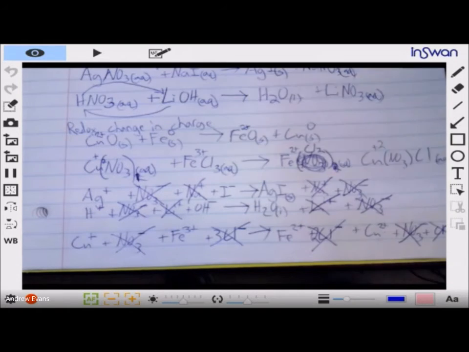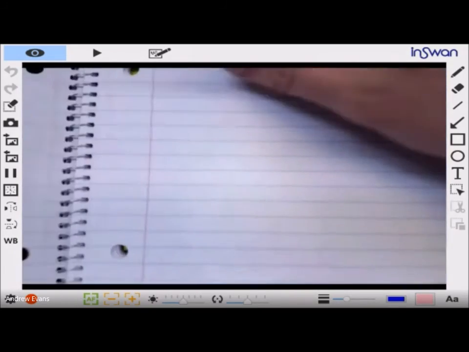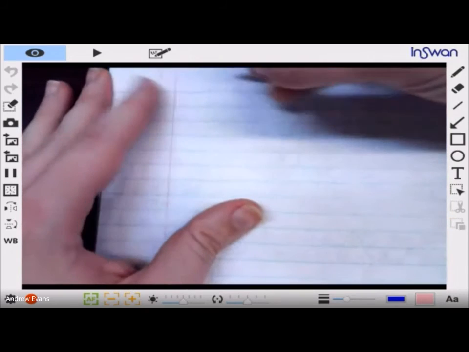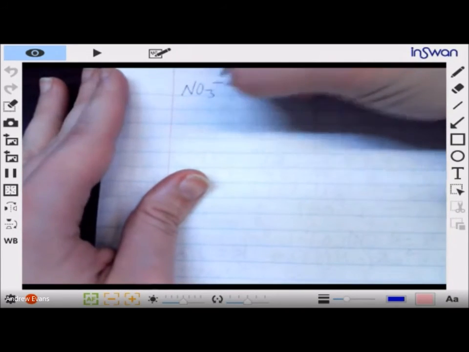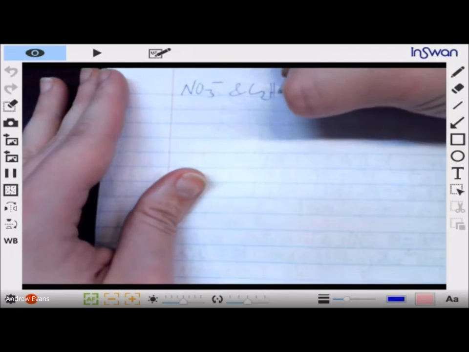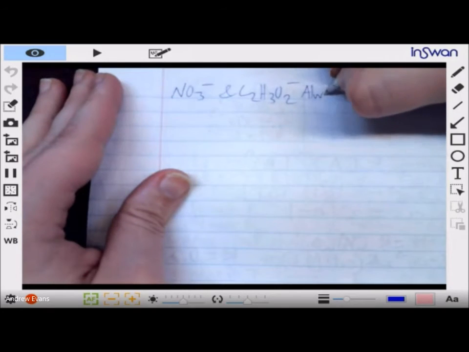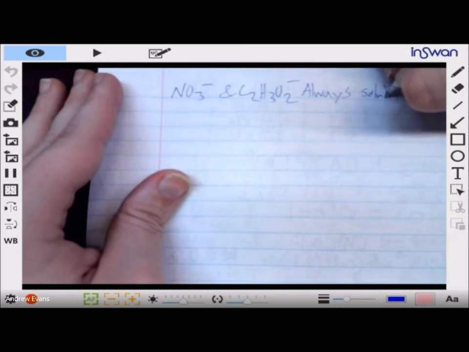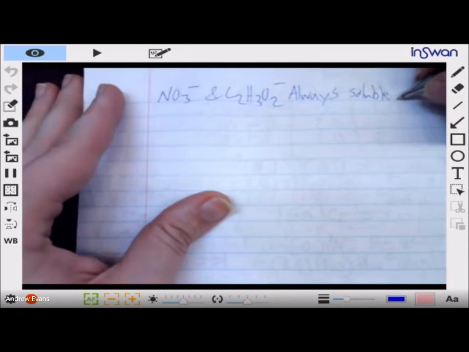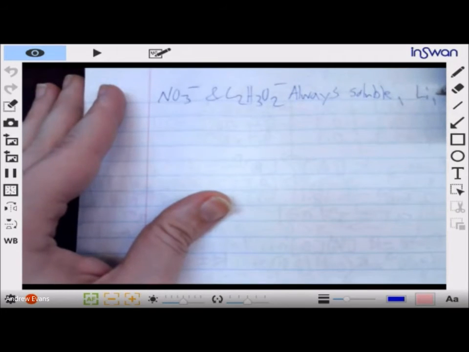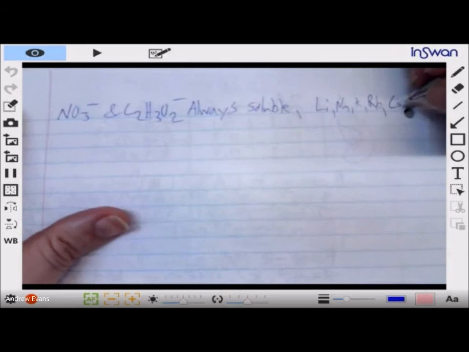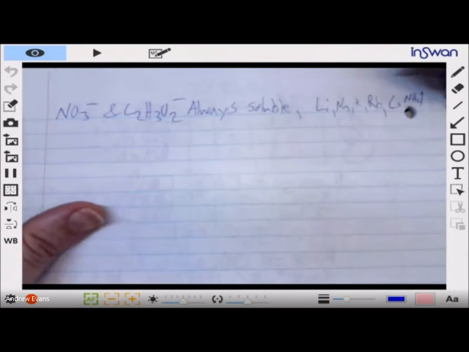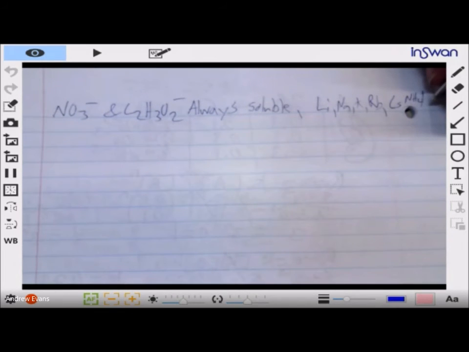To remember, quick rules of solubility. I can't give you everything, but nitrate and acetate, C2H3O2, are always soluble. And then lithium, sodium, potassium, rubidium, cesium, and ammonium are always soluble. These guys are always soluble. So if you have any of these guys with a cation or anion, they will always be soluble. Everything else can be suspect.